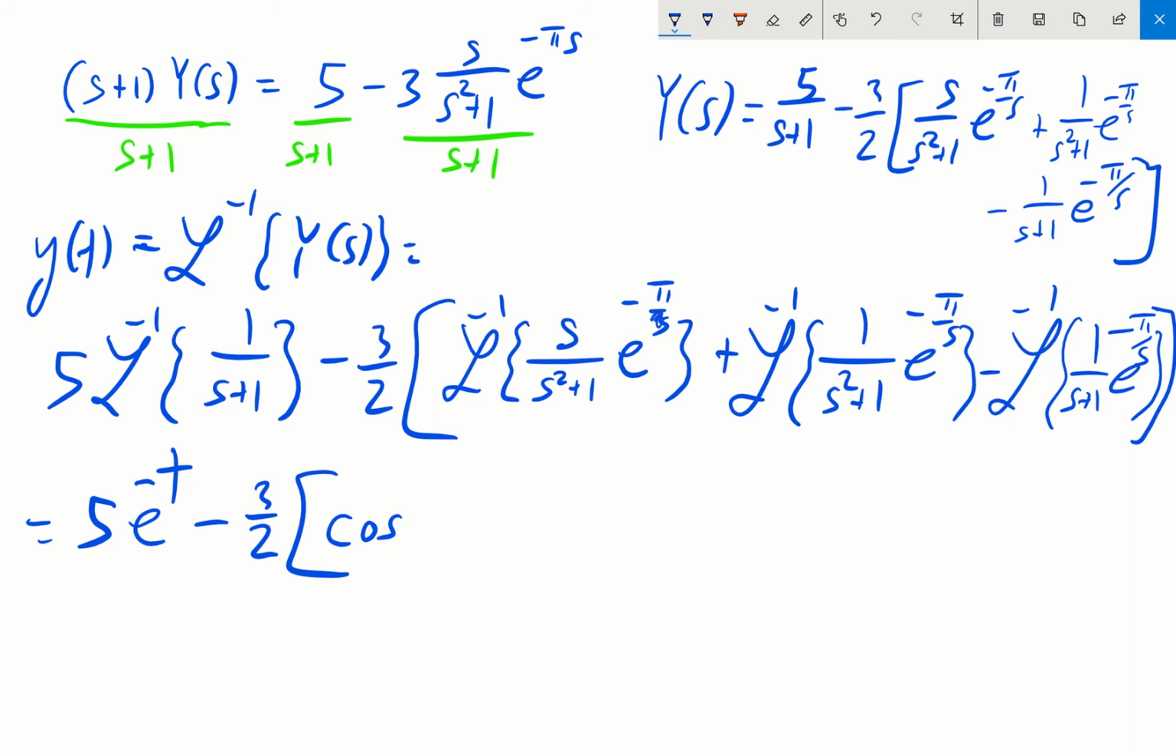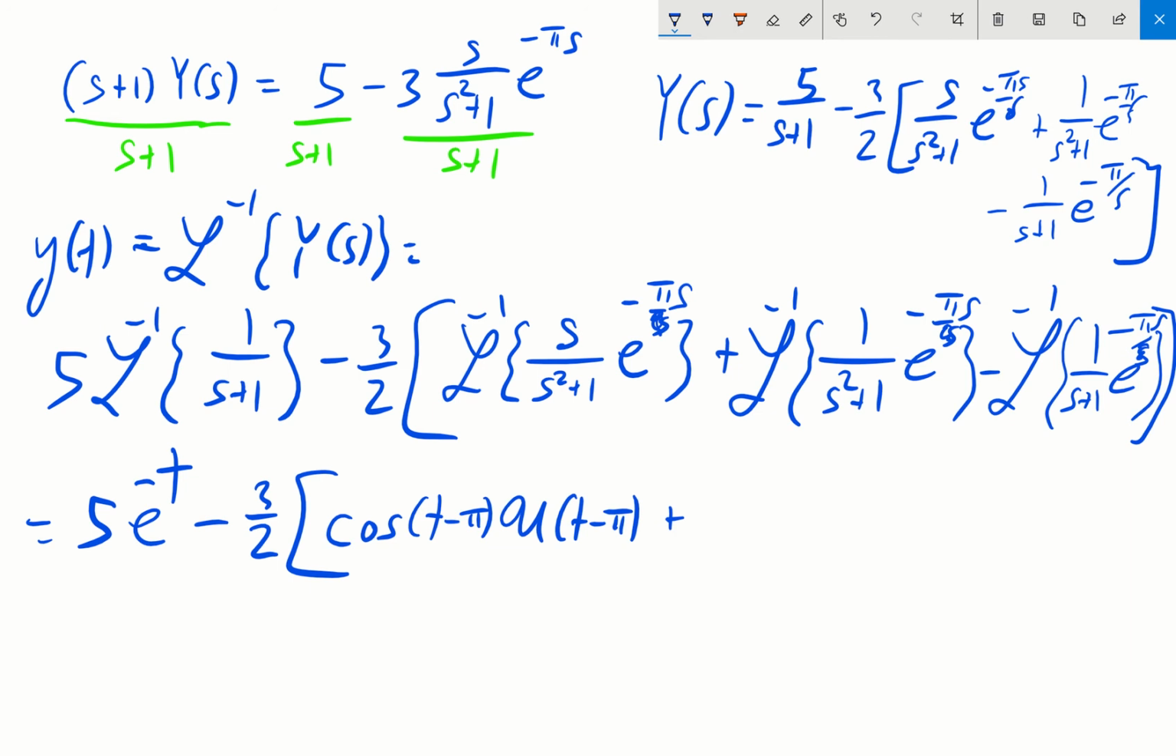I'm not sure why I wrote it like that. This is negative pi s. I wrote it back here too. Sorry, I thought it was kind of weird looking. E to the negative pi s. This is going to be a shift by pi. So it's not just going to be cosine. It's actually the cosine of t minus pi. Yes, so cosine of t minus pi times the unit step function of t minus pi, plus, now we come to this one right here.